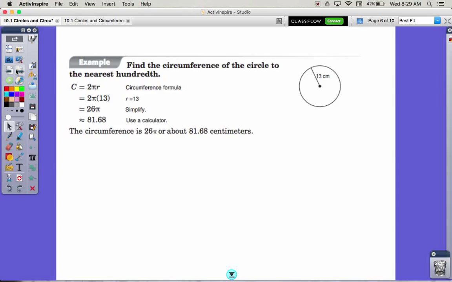So here's an example. You have to find the circumference of the circle to the nearest hundredth. So in this one, you're given the radius, so you're going to use the fact that the circumference equals 2 times pi times the radius. So 2 times pi times 13 is our circumference formula. 2 times 13 is 26, and 26 times pi is 81.68. So the circumference is 26 pi, or about 81.68. I apologize for saying 18 instead of 81 right before that.